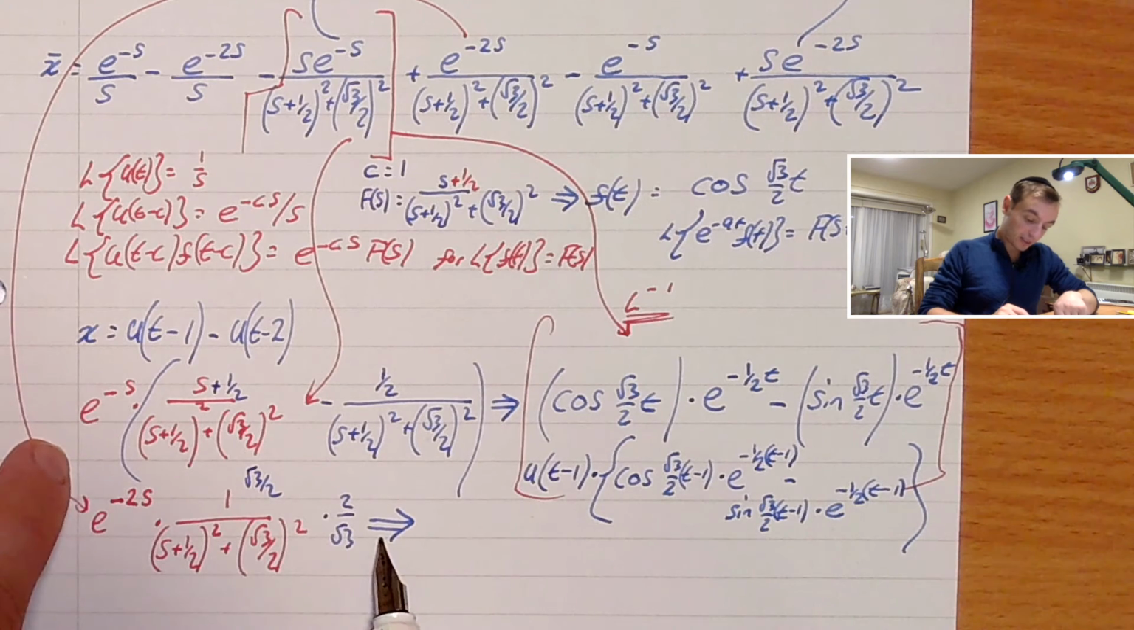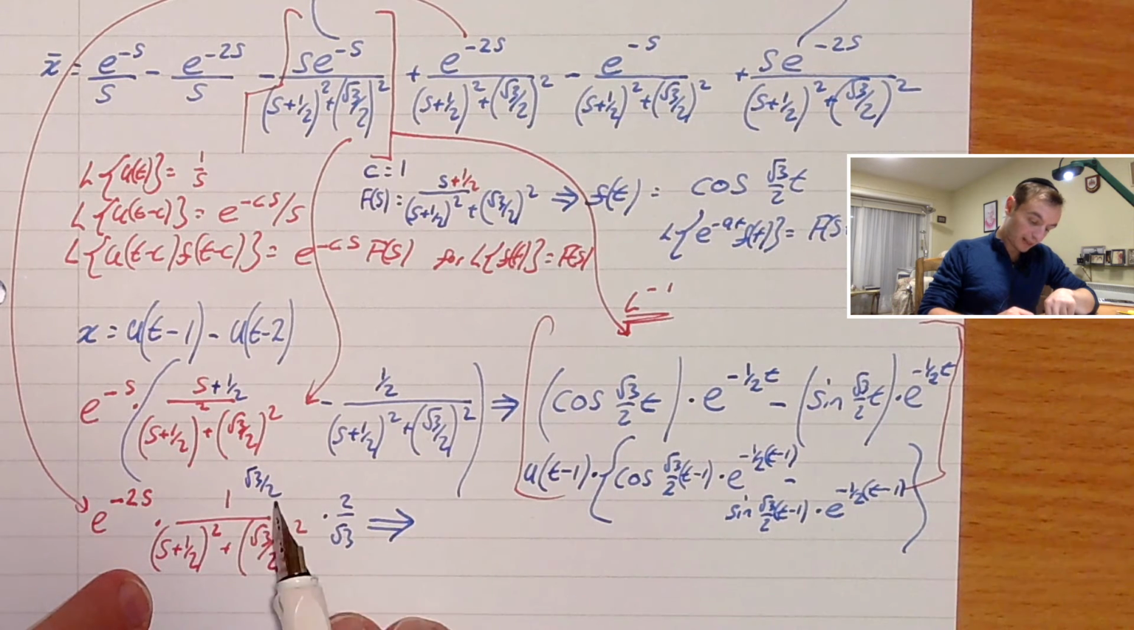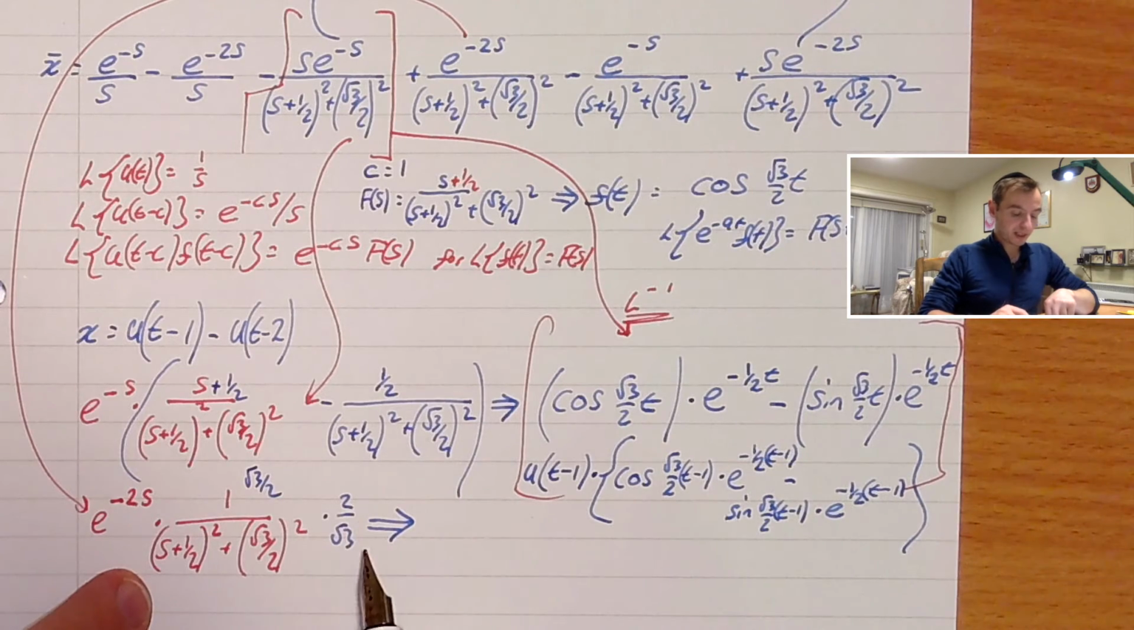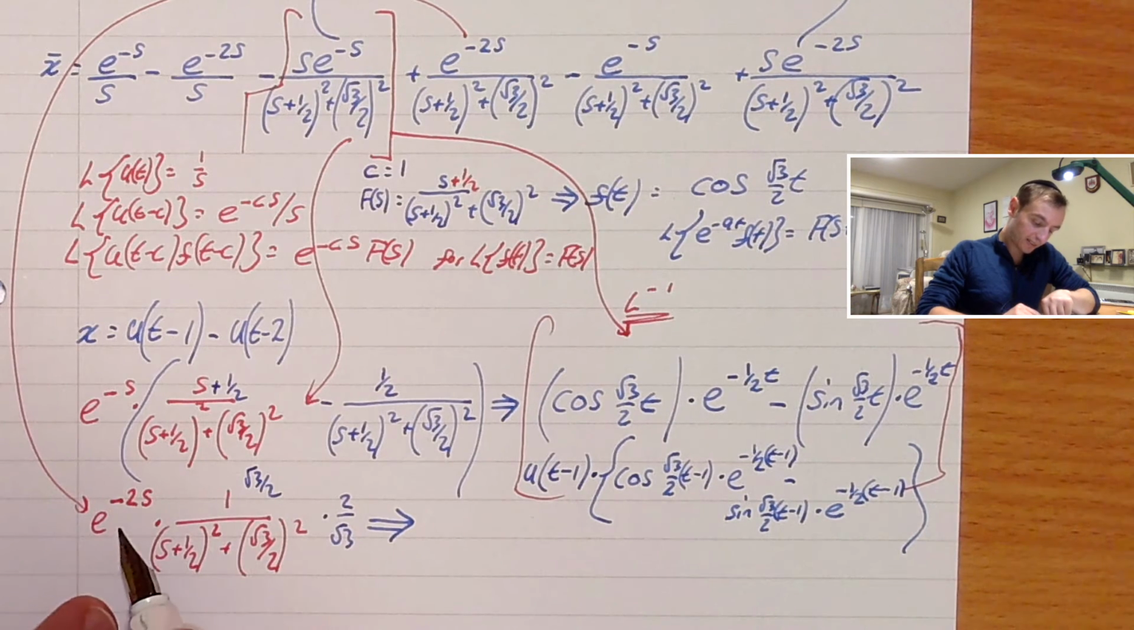So let's do this one now, e to the minus 2s, and this thing. So again, we need to multiply that by root 3 on 2 to get it into a sine-friendly function, and then we'd need to multiply by 2 on root 3 to get it back to normal. So we know that if we say this is f of s, and this is e to the minus cs, we know that the t shift is 2.